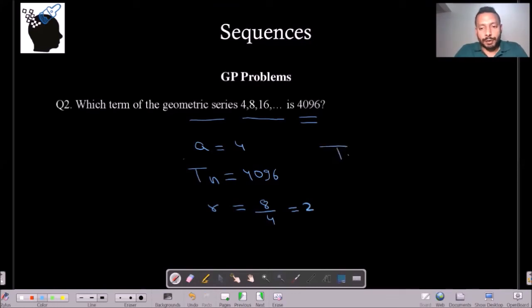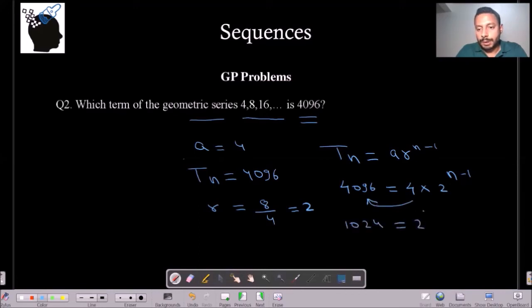So let's use the Tn formula. Tn is equal to A times R raised to n minus 1. Let's substitute the values. So 4096 is equal to 4 multiplied by 2 raised to n minus 1. Let's divide 4096 by 4 to get 1024 is equal to 2 raised to n minus 1. We know 1024 is 2 raised to 10. So this is equal to 2 raised to n minus 1.